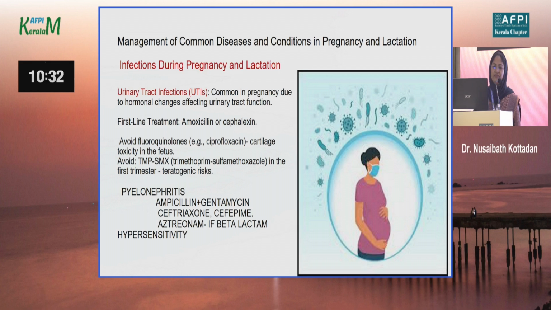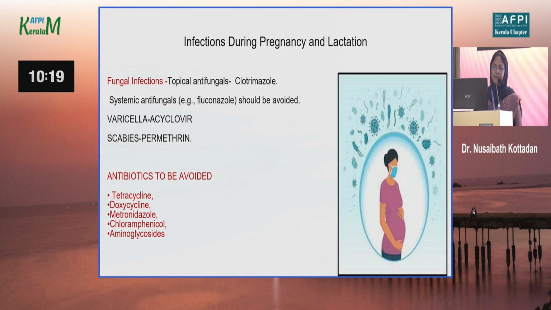In case of pyelonephritis, we can use ampicillin plus gentamicin, ceftriaxone, cefepime. And in patients having penicillin beta-lactam hypersensitivity, we can use aztreonam. For fungal infections, topical agents are preferred, like clotrimazole. Systemic antifungals like fluconazole should be avoided. For varicella, we can use acyclovir. Scabies, permethrin can be used. Antibiotics to be avoided in pregnancy are tetracycline, doxycycline, metronidazole, chloramphenicol, and aminoglycosides.